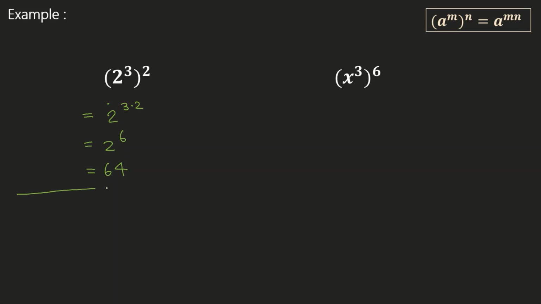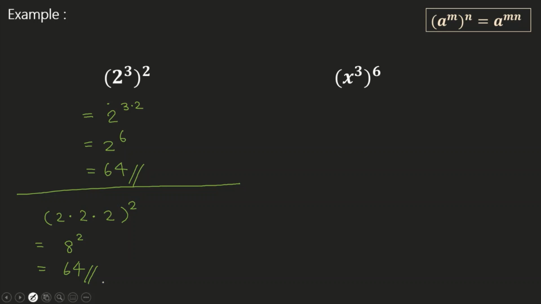Now let's use another method to solve this problem and see if we come up with the same answer. Let's evaluate inside the parentheses, 2 to the third, first. So 2 to the third is 3 2's multiplied together. Okay, so that's inside the parentheses. And then we're going to raise it to the second power. 3 2's multiplied together is 8, raised to the second power, 8 squared is 64. So we have the same answer.